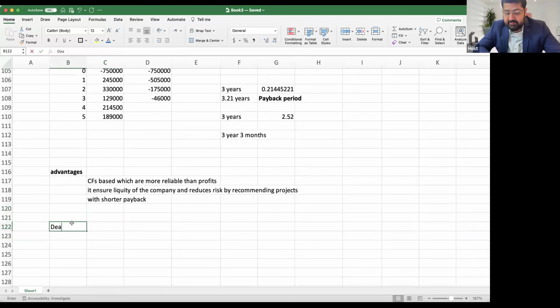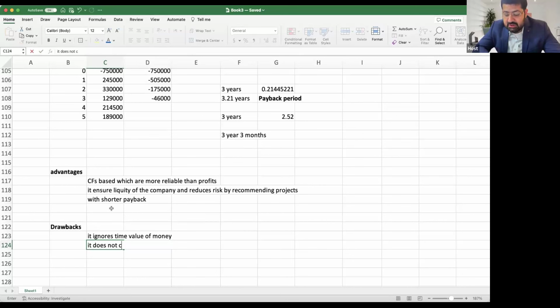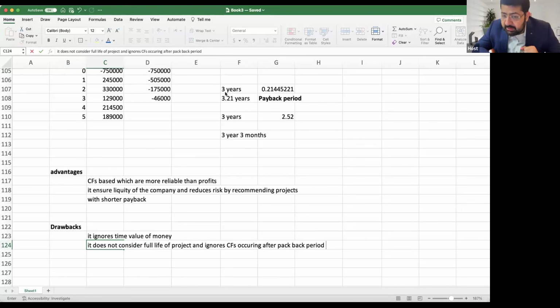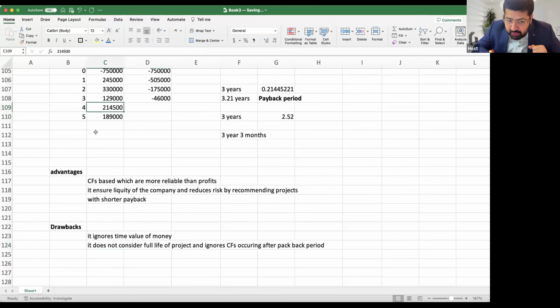What are the drawbacks? Now focus here. It ignores the time value of money. Second, it does not consider the full life of the project and ignores the cash flows occurring after the payback period. I will explain, don't you worry. What does it mean? The meaning is that what is happening after year 3, 4, 5 is not its concern.